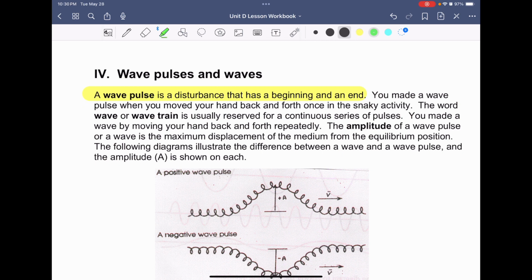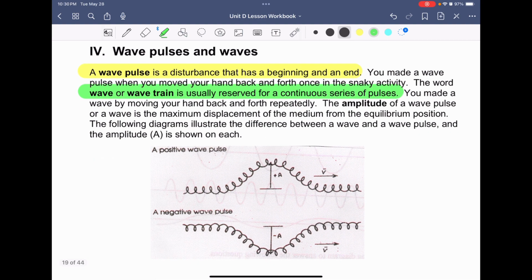When we look at a wave or a wave train, it's where we continuously apply pulses. So it's not just one pulse, one temporary disturbance, it's multiple disturbances being chained together. Through these multiple chains of disturbances, we get waves or wave trains, and this is going to lead us to having certain amplitudes. Amplitudes can either be positive or negative, but it's the displacement away from the equilibrium position.